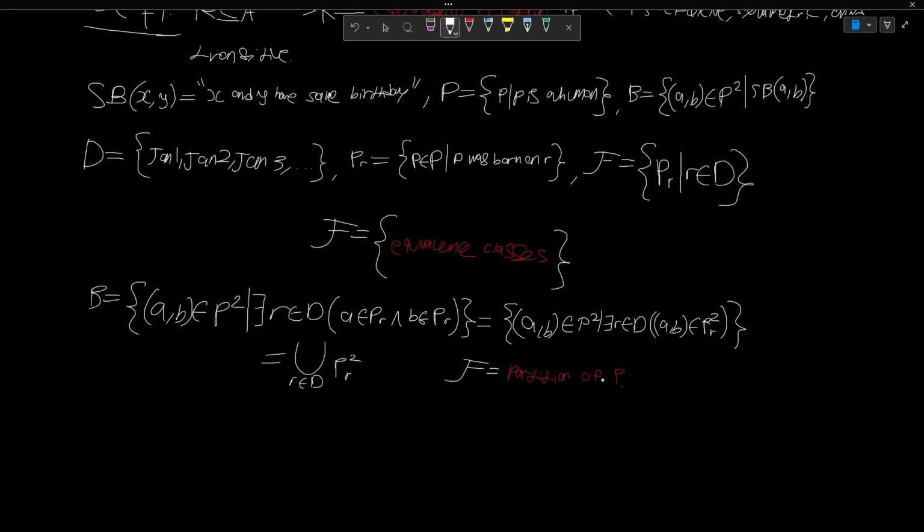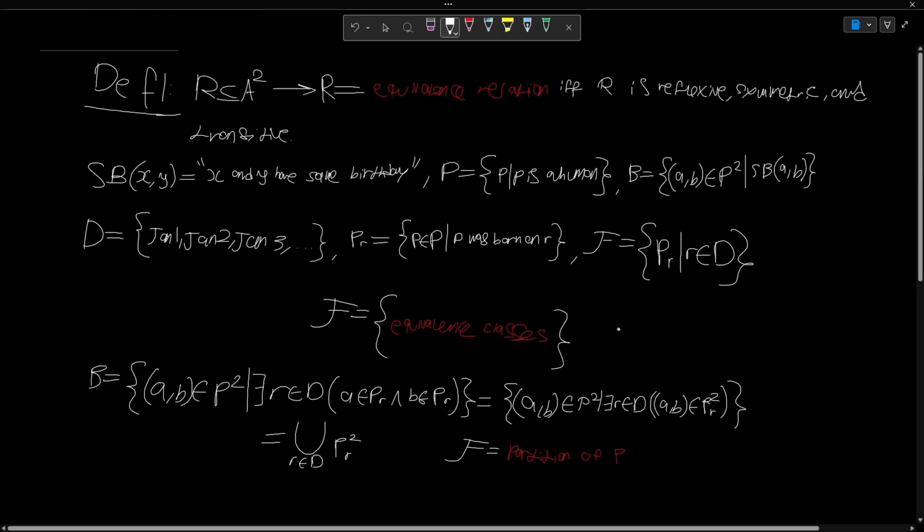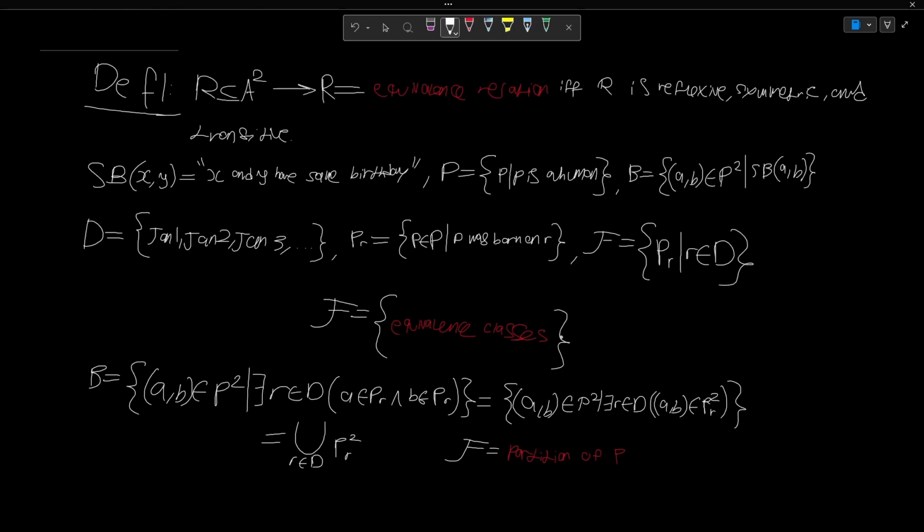We will call F a partition of P because it splits P into disjoint parts. And it actually turns out that every equivalence relation on a set A determines a partition of A whose elements are the equivalence classes for that equivalence relation. But to show why this is true, we must first define what an equivalence class and what a partition even are.